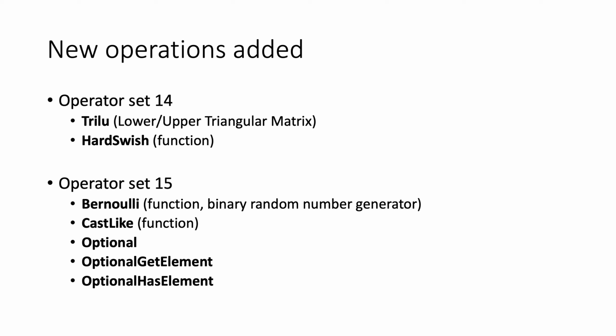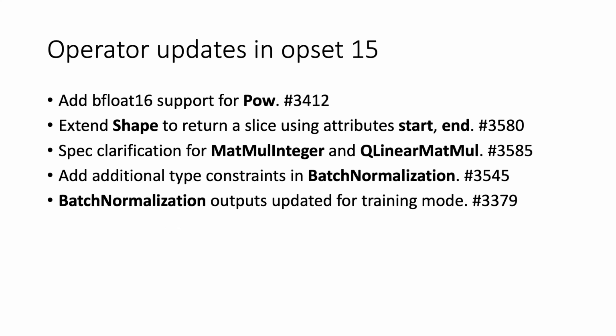And the other operators that were added all have to do with the new optional data type that I will talk about in a minute. So these are new operators. A few more operator updates were added in opset 15. And these are changes related to support of new types, or in case of Shape, there's a more substantial change where the Shape operator can now return a slice with new attributes.